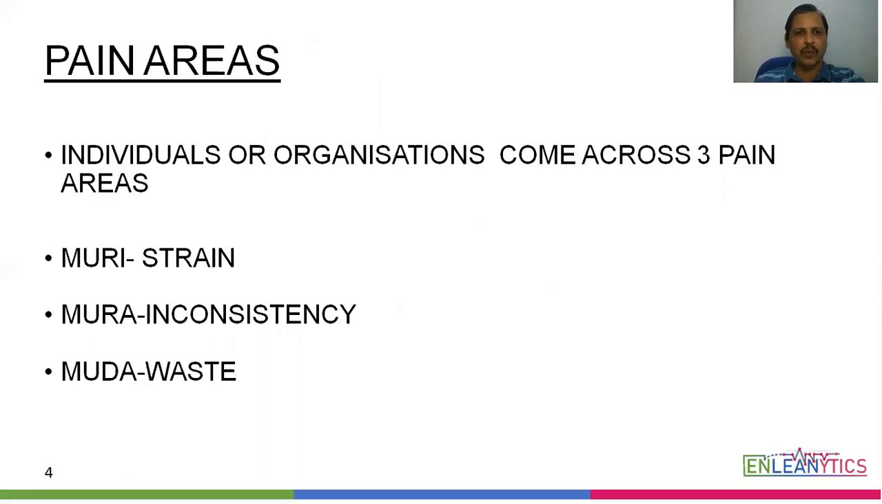These pain areas are popularly called 3 M's because each pain area is a word starting with the letter M in the Japanese language, and they are known as Muri, Mura, and Muda. In English, the equivalent words are strain, inconsistency, and waste. Basically, Muri is all about strain. Strain means overburdening of people and equipment.